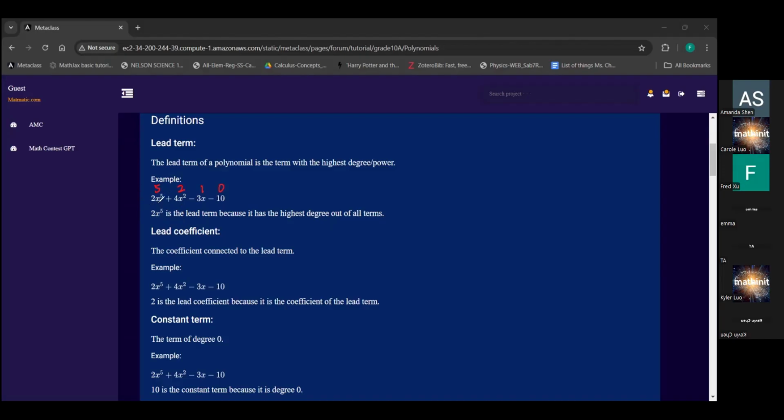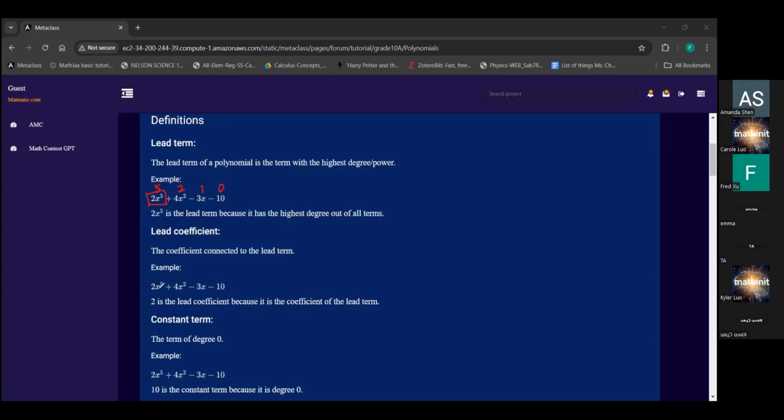And please note the term is the entire thing here. Okay, so it's 2x to the power of 5. It's not just the variable itself. Okay, now lead coefficient. So to find the leading coefficient, you must first find the leading term. So we have the same sample here. And we already know what the leading term is. It's 2 times x to the power of 5. So the lead coefficient is the number attached to the variable.